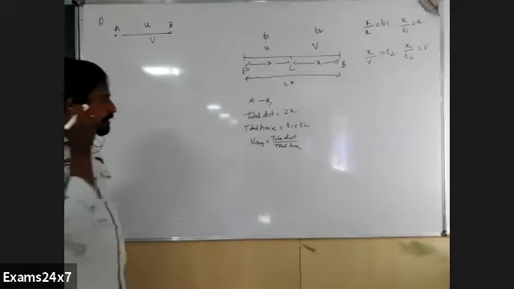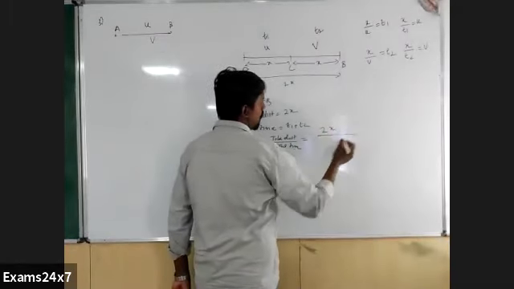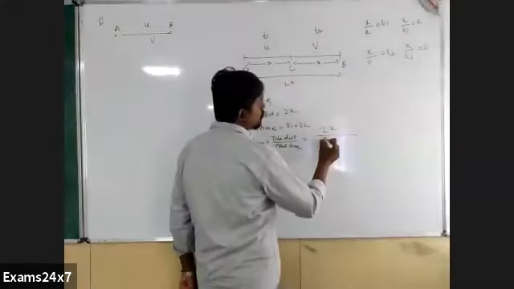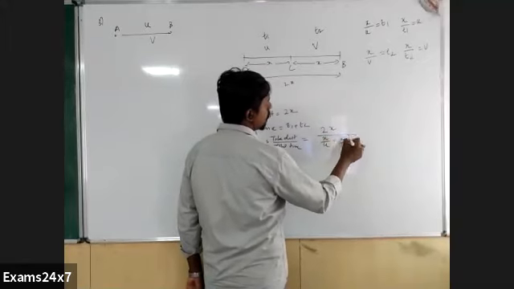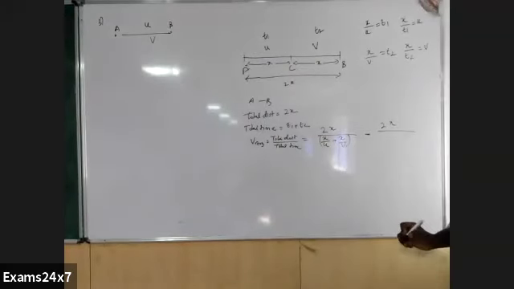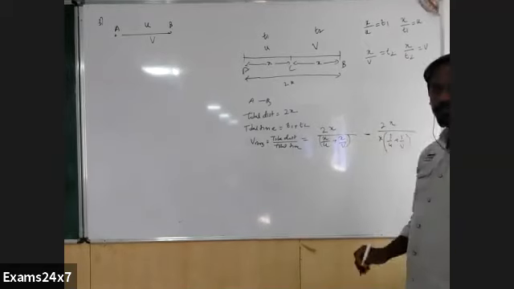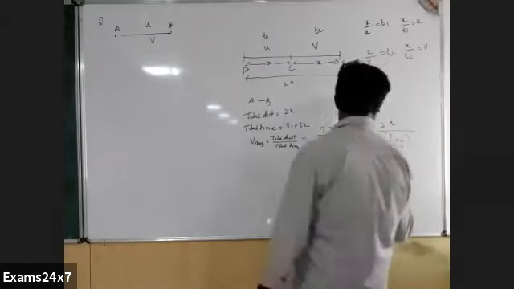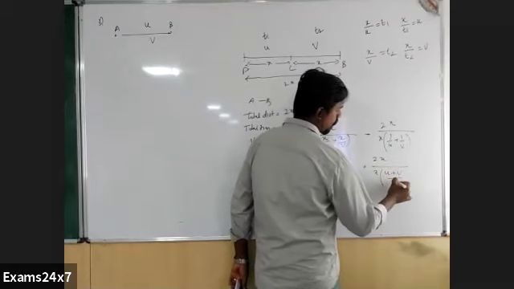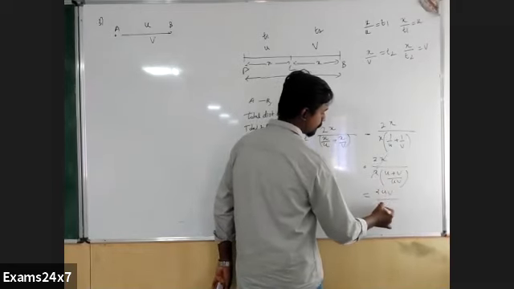Correct? Yes. What is total distance in this case? x plus x, 2x. What is total time? t1 plus t2. That is x by u plus x by v. That is 2x by x taken outside, 1 by u plus 1 by v. That is 2x by x into (u plus v) by uv. Yes, x cancels. What is remaining? 2uv by (u plus v).